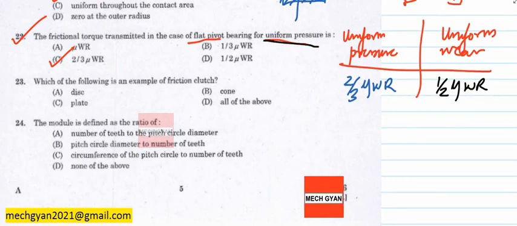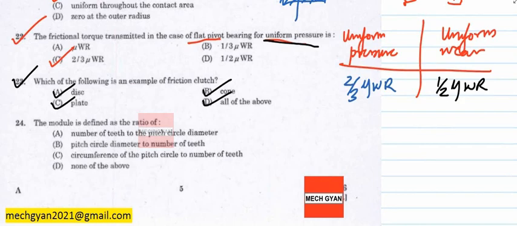Now, which of the following is an example of a frictional clutch? One question from clutches. Disc clutch is a frictional clutch, cone clutch is again a frictional clutch, and plate clutch is also a frictional clutch. So the answer is all of the above. Question 23 answer is D.